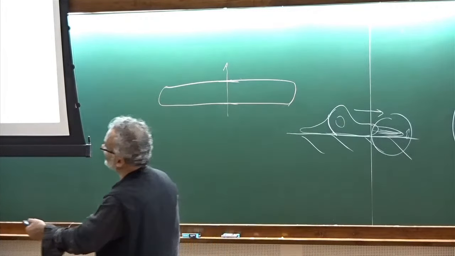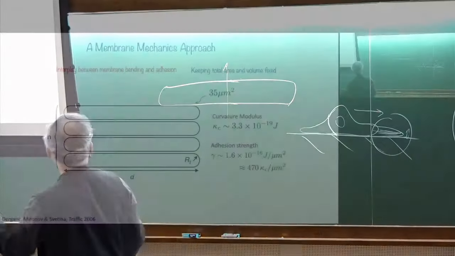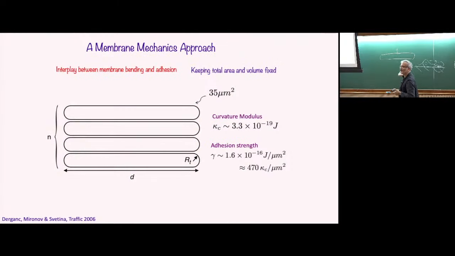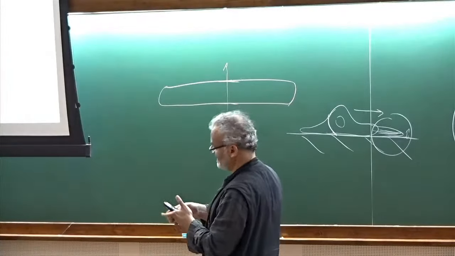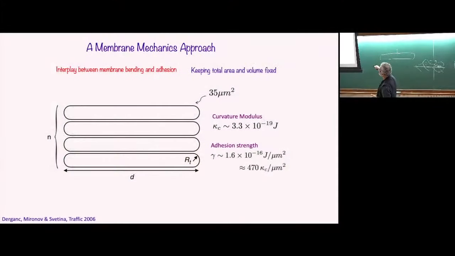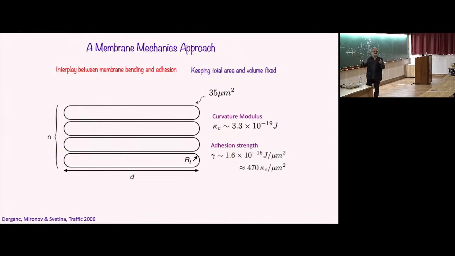I can do this for n cisterna, just n times the curvature energy of a single one. And then I had to calculate what the adhesion energy is. The adhesion energy is just this number, with a minus sign because it's attractive, multiplied by the area of that flat patch there, which is just pi (d by 2) squared.